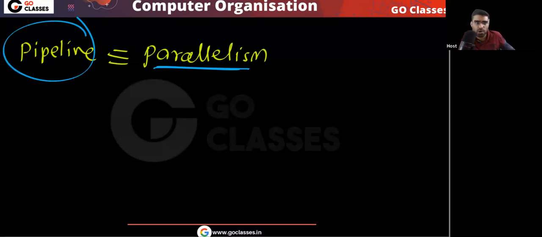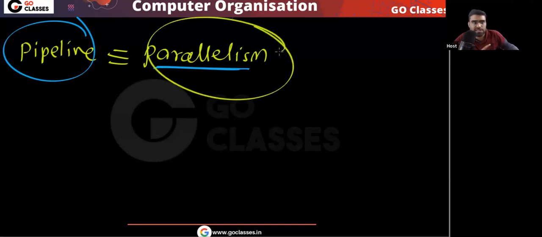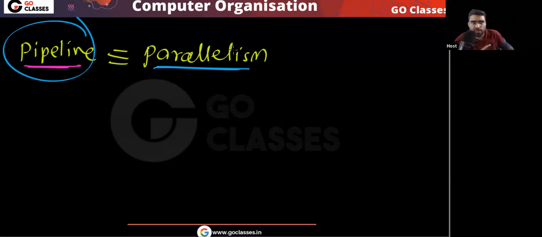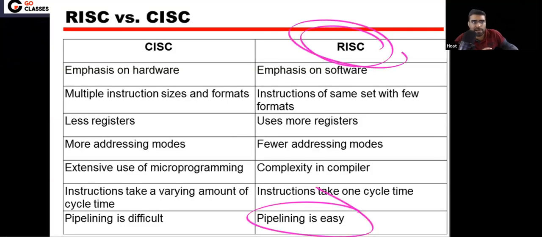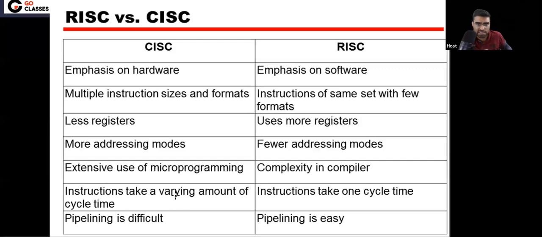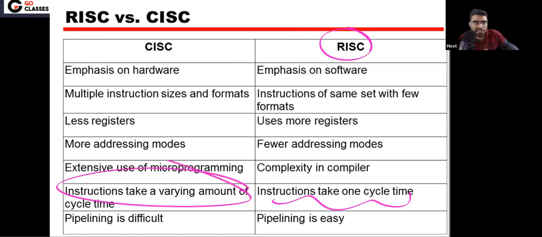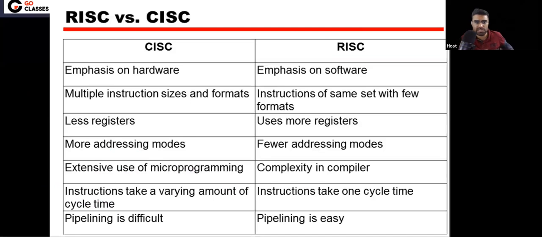Let me know. Who has more parallelism? If you remember, I have already told you this. The RISC has more parallelism. Yes or no? In the RISC, the parallelism is easier. Pipeline means parallelism, and in the RISC, pipeline is easy. Optimization is easy. The instruction will take only one cycle. In the CISC, instruction will take many clock cycles. So all these things we have seen.